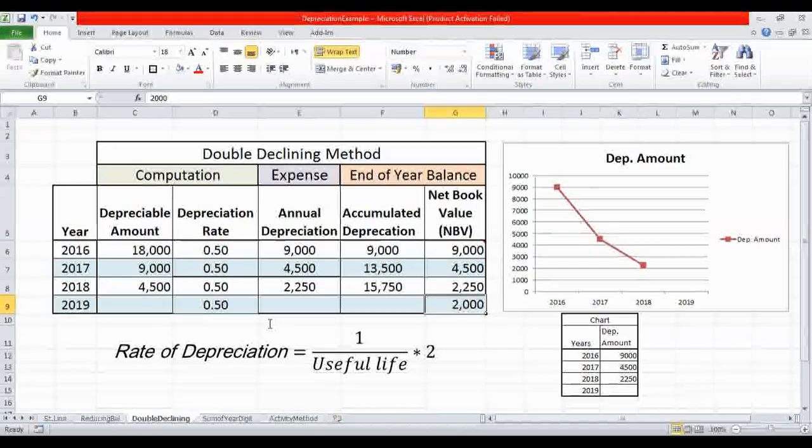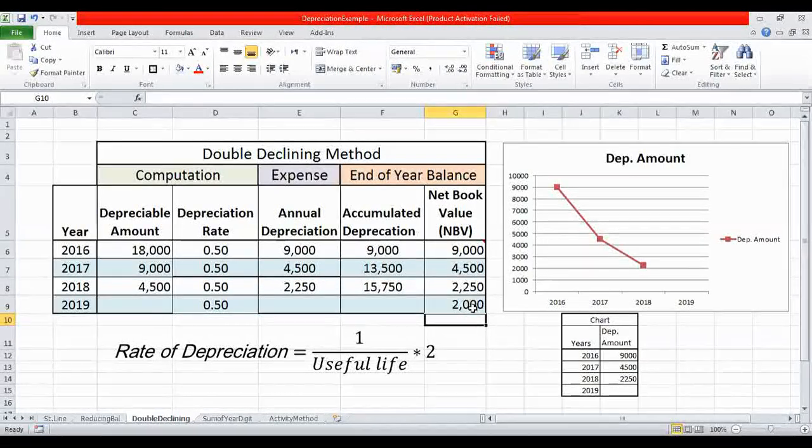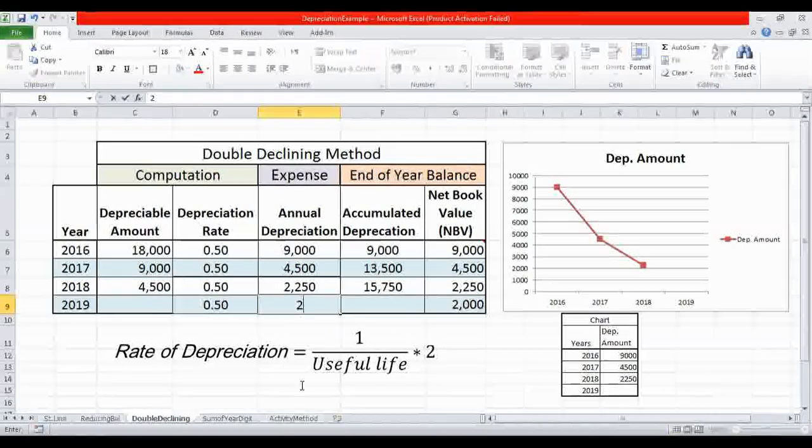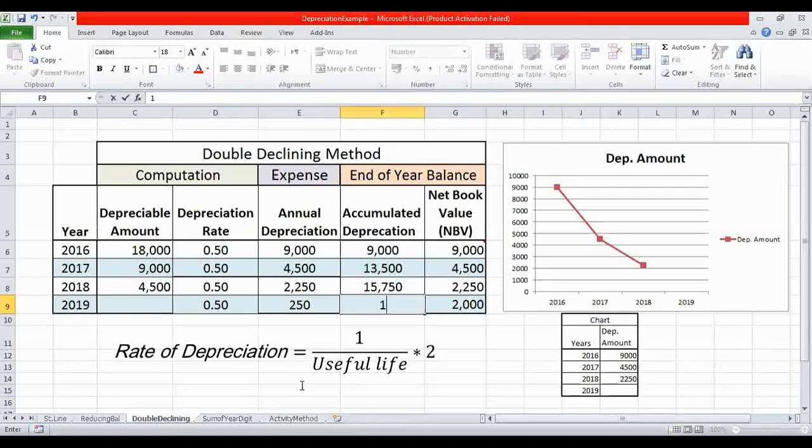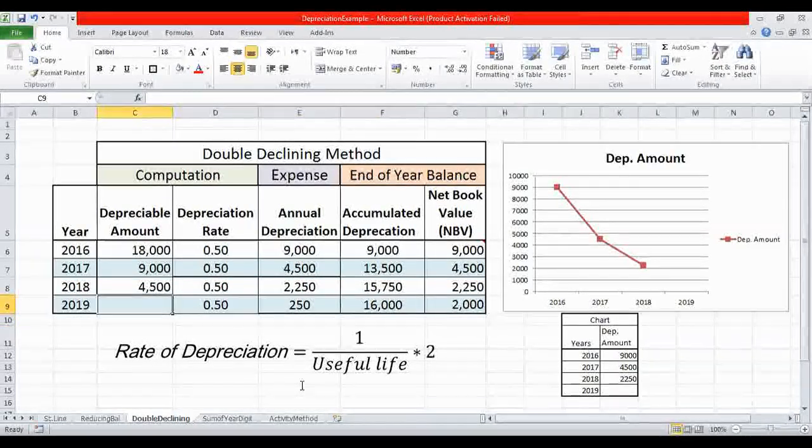So this is the method. Try to stick with the method which we are discussing over here. You can see the difference between these two values. The difference between these two values is only 250. So in the last year, we are only going to record 250 as our depreciation expense, and our accumulated depreciation will be recorded at 16,000, and this opening balance will come up over here. This closing balance will become our opening balance.